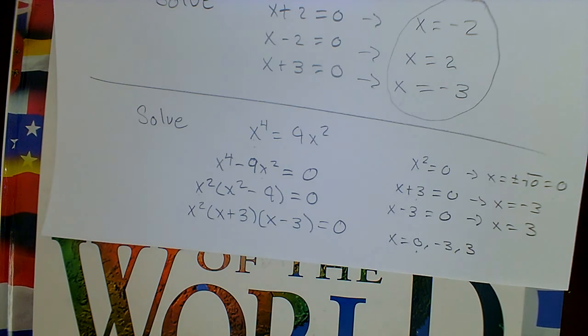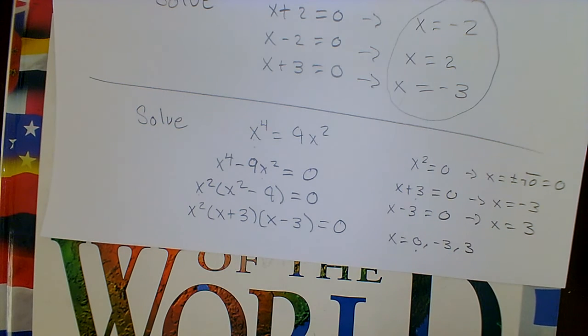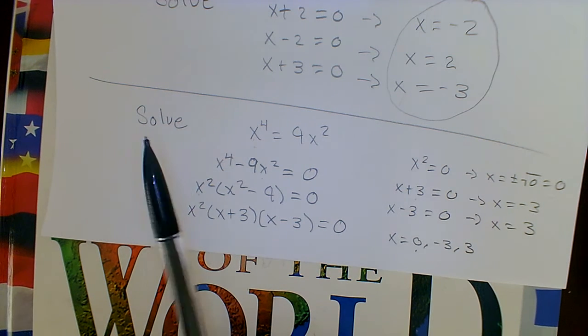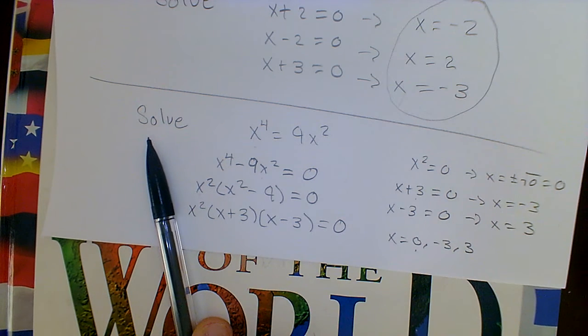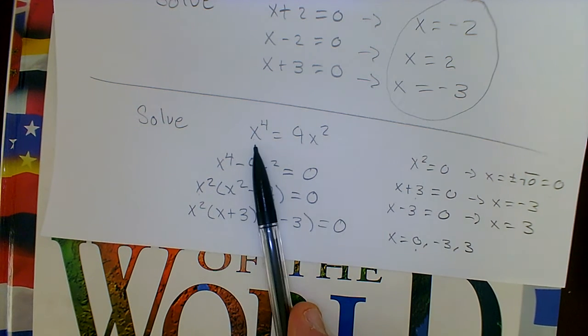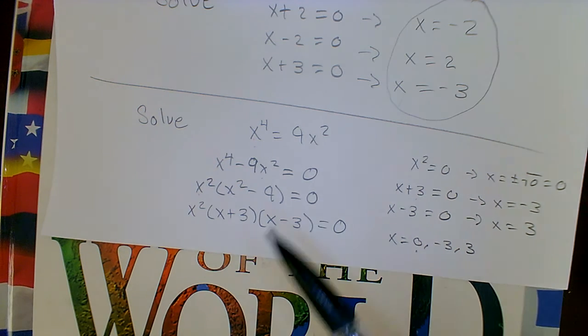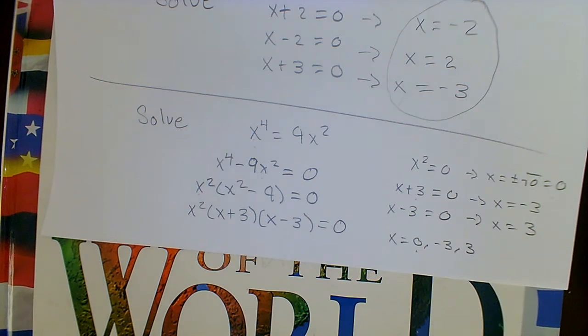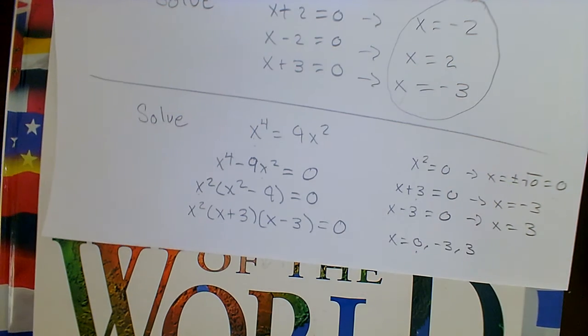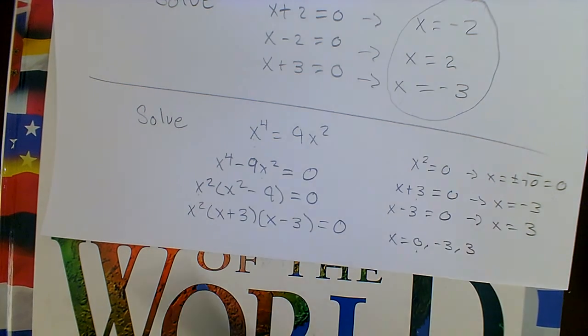Okay, let's move on. So I've already written the next example out, but I can walk you through it here. The next example is where they ask you to solve this equation: x to the fourth equals 9x squared. The first thing you have to do is subtract 9x squared over. Or you could have also subtracted the x to the fourth term over to the other side as well, but I just did the 9x squared term.